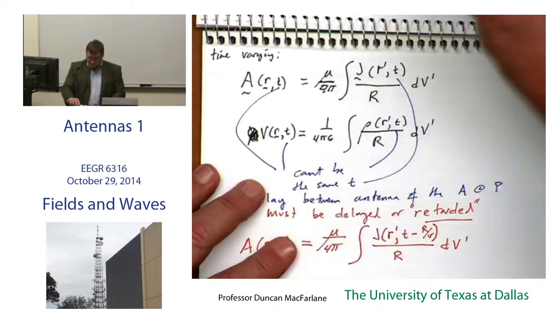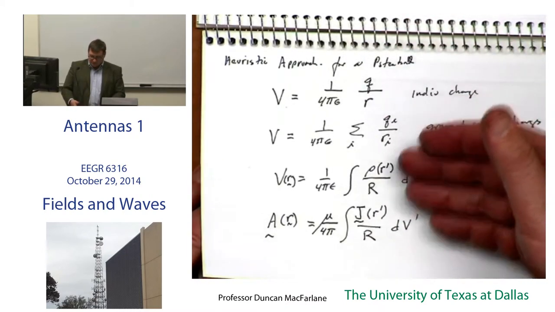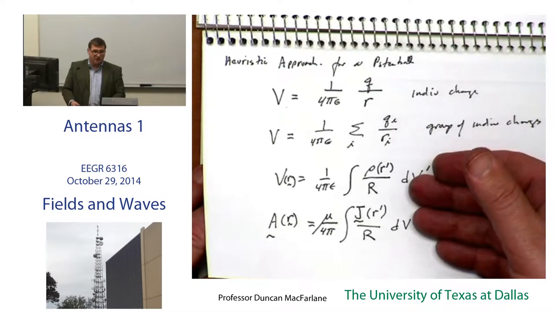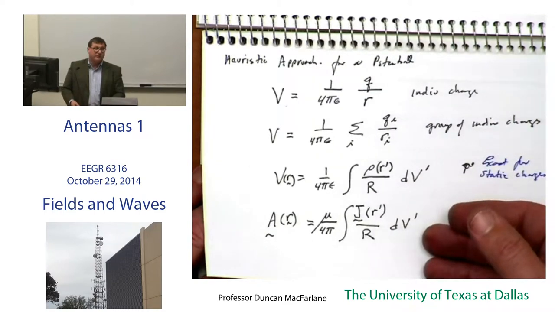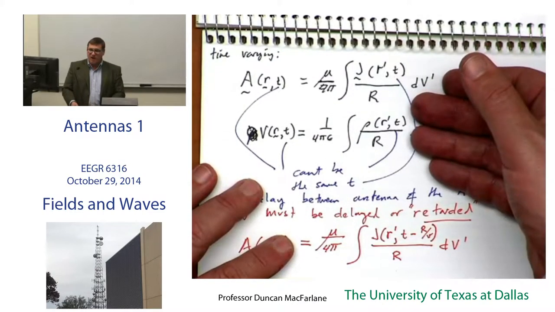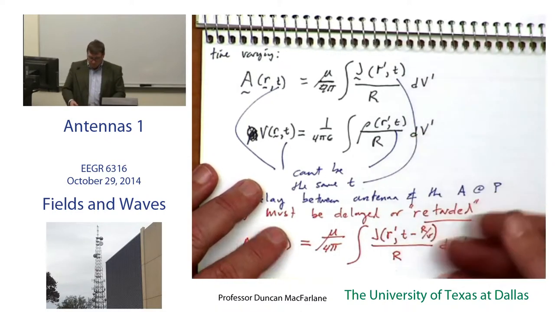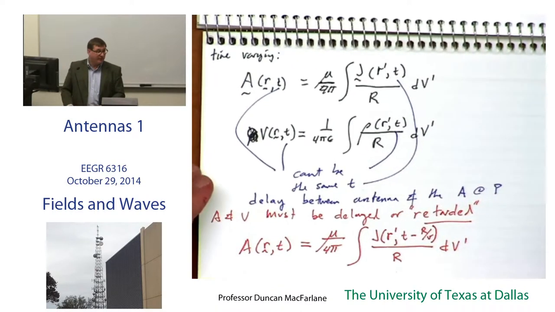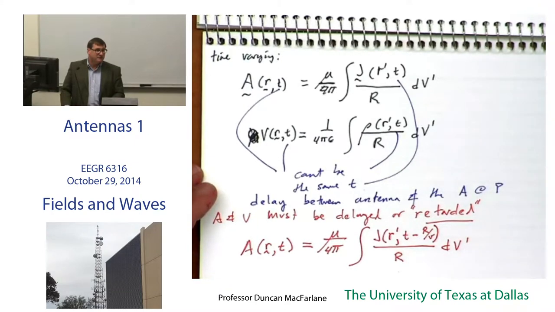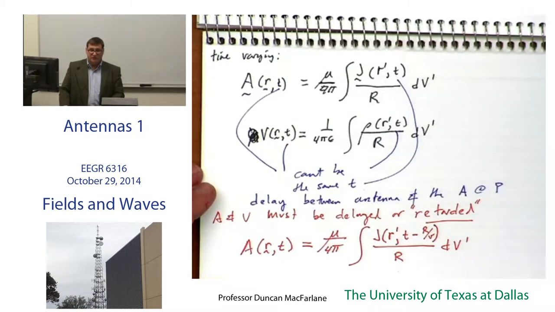We built from a single charge to a group of charges to a continuous smear of charges to a continuous smear of currents. We played around with time. We made a mistake. We figured that mistake out. And so we're doing pretty well here. There's nothing really wrong about that. Okay? That's the intuitive, hand-waving, heuristic approach.